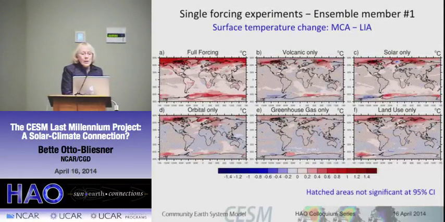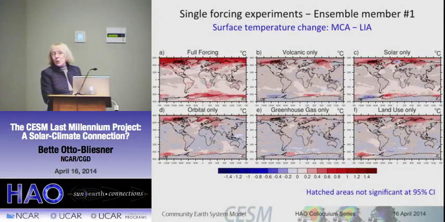So then going on to the single forcing experiments, these are very important to try to understand the attributions to these different forcings. And so this is for the first ensemble member, again, the surface temperature change from the medieval warm period to the little ice age. The top left is for the full forcing, so all the forcings, and then simulations that only include the volcanic, the solar, the orbital, the greenhouse gases, and the land use changes.